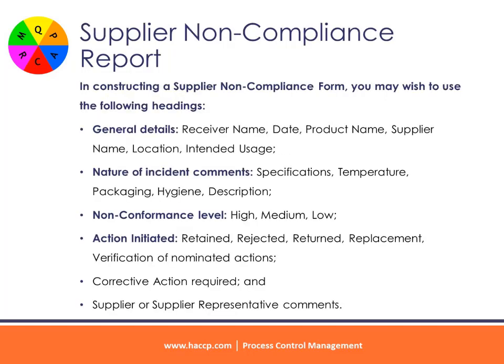Supplier Non-Compliance Report. In constructing a Supplier Non-Compliance Form, you may wish to use the following headings: General Details, Receiver Name, Date, Product Name, Supplier Name, Location, Intended Usage, Nature of Incident Comments, Specifications, Temperature, Packaging, Hygiene, Description, Non-Conformance Level, High, Medium, Low, Action Initiated, Retained, Rejected, Returned, Replacement, Verification of Nominated Actions, Corrective Action Required, and Supplier or Supplier Representative Comments.